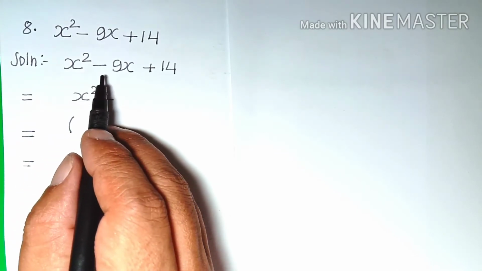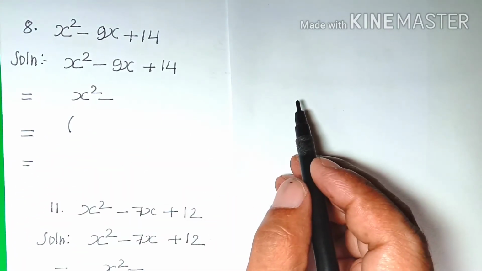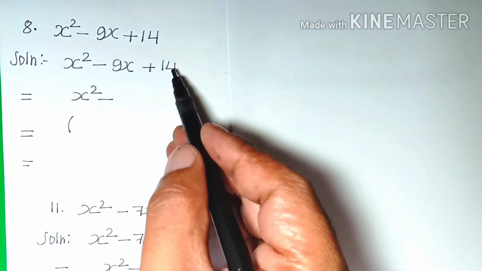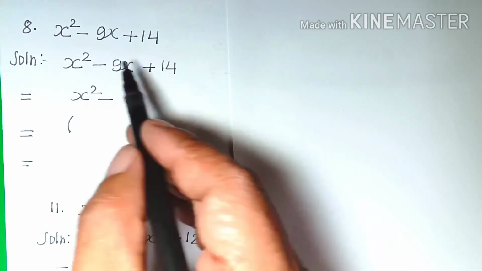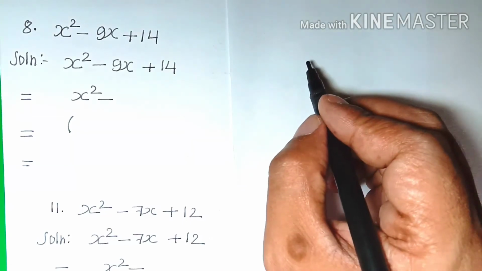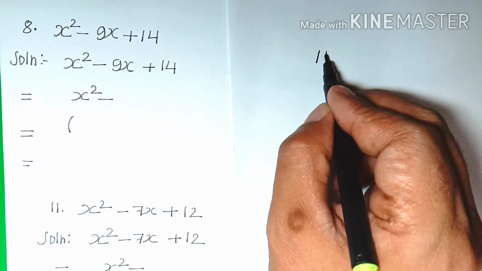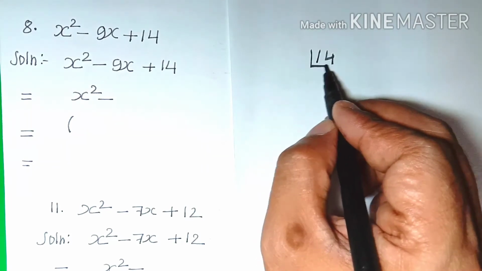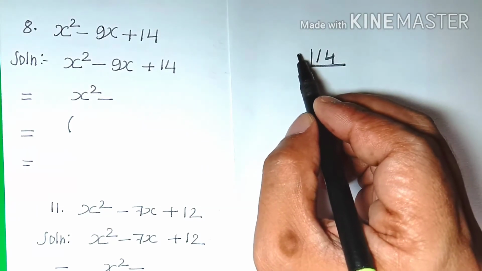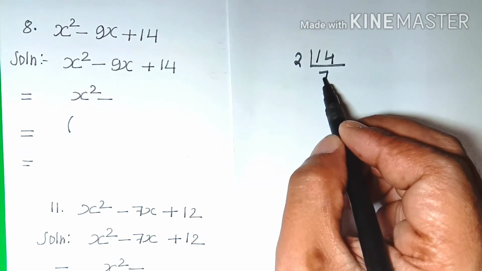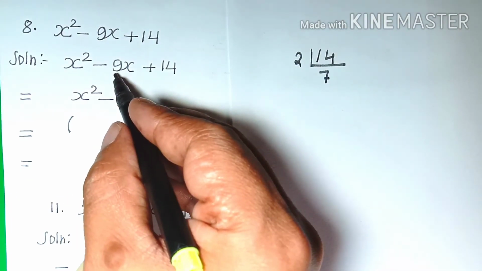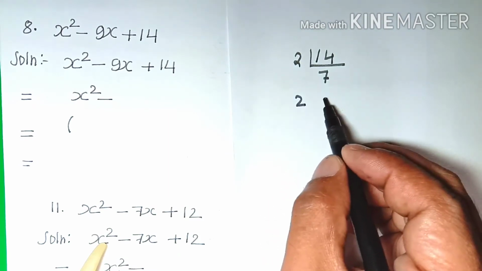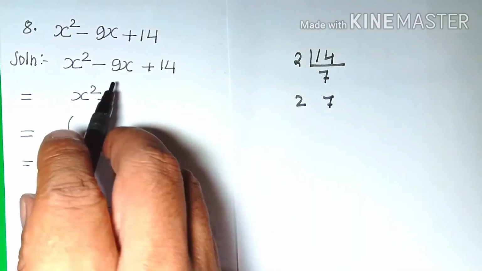x squared minus 9x plus 14 here. The first step, take the product of the first and the third term, the constant value here, 1 into 14, which is equal to 14. After that you'll have to factorize 14 with the help of any table. So 2 into 7. Here the middle term we have 9. You'll have to get it in such a way that the sum of two numbers should be equal to 9.